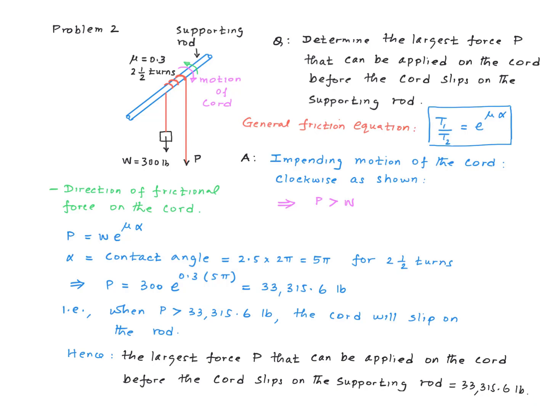33,315.6 pounds. Now you might wonder, note the huge difference between the weight, which is only 300 pounds, and the force that needs to be applied on the cord in order to make the cord slip on the cylinder. So 2.5 turns makes a huge difference.